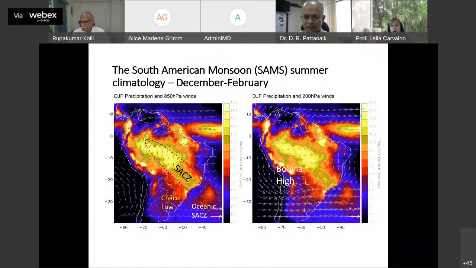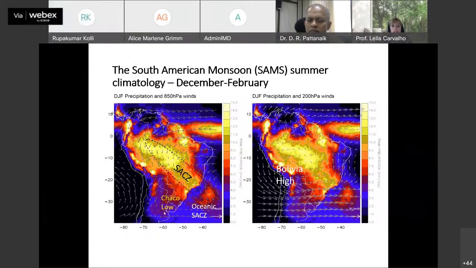But I have to start by talking about the monsoon. What is the monsoon in South America, and what are the main features? Here we see a mean for DJF of precipitation and 850 millibar winds, showing the main features of this South American monsoon. Very clearly, the South Atlantic Convergence Zone in this region here has an oceanic part and a continental part. Here you see the Chaco Low, also very famous. When you look at upper levels, we also see the Bolivian High as part of the monsoon.